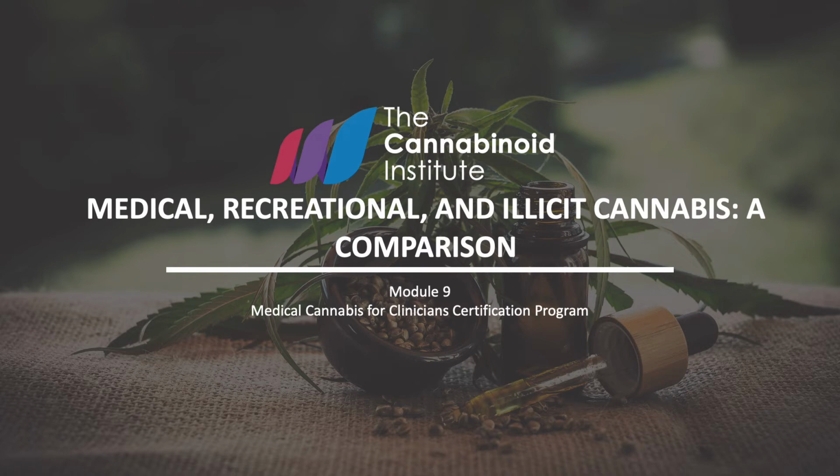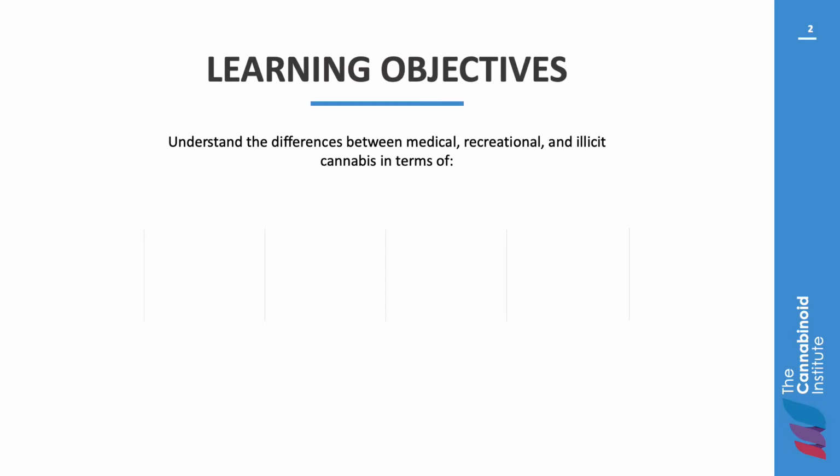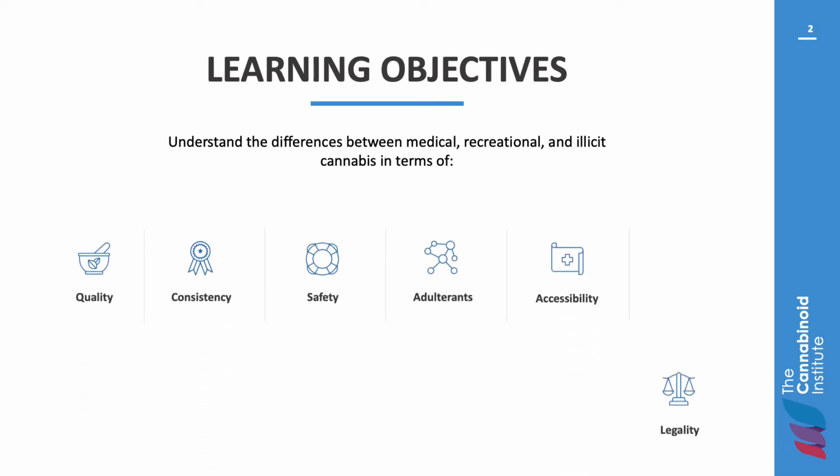Welcome to the Medical, Recreational, and Illicit Cannabis Comparison Module. The different forms of cannabis available to patients can create significant confusion for both patients and practitioners. The learning objective of this module is to understand the difference between medical, recreational, and illicit cannabis in terms of quality, consistency, safety, adulterants, accessibility, and legality.